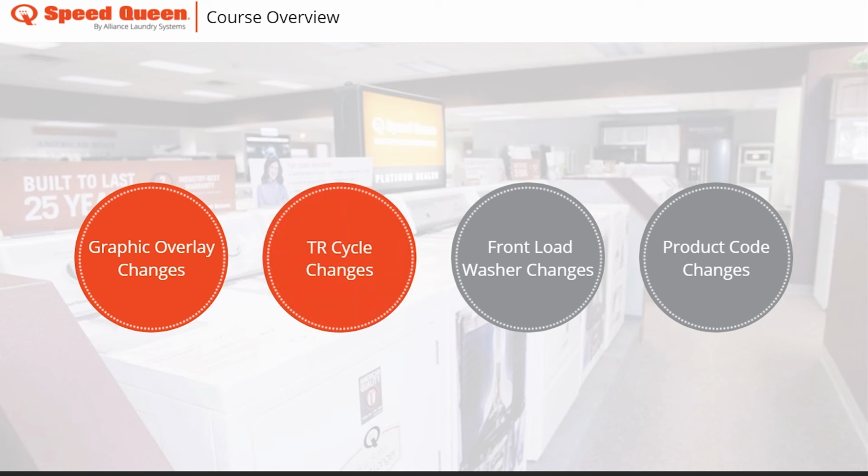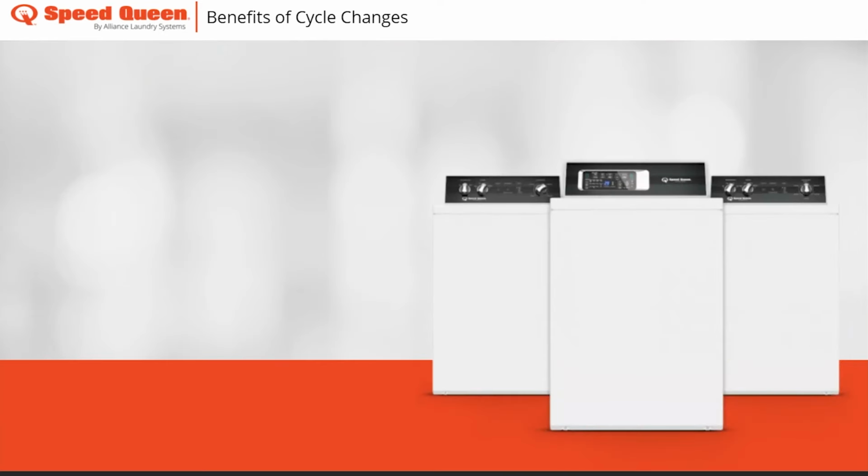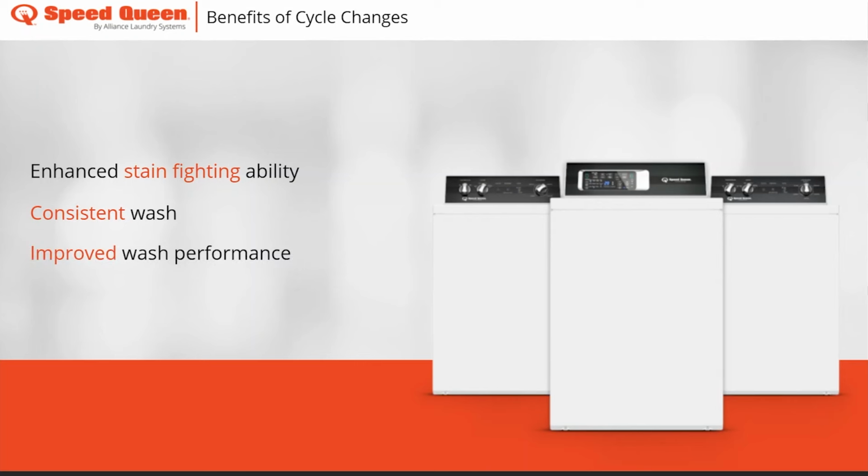Let's now learn about the cycle changes introduced on the TR3, TR5, and TR7 machines. Cycle changes were made to TR models to provide enhanced stain-fighting ability, a consistent wash across all TR models, and improved wash performance as compared to competitor machines.